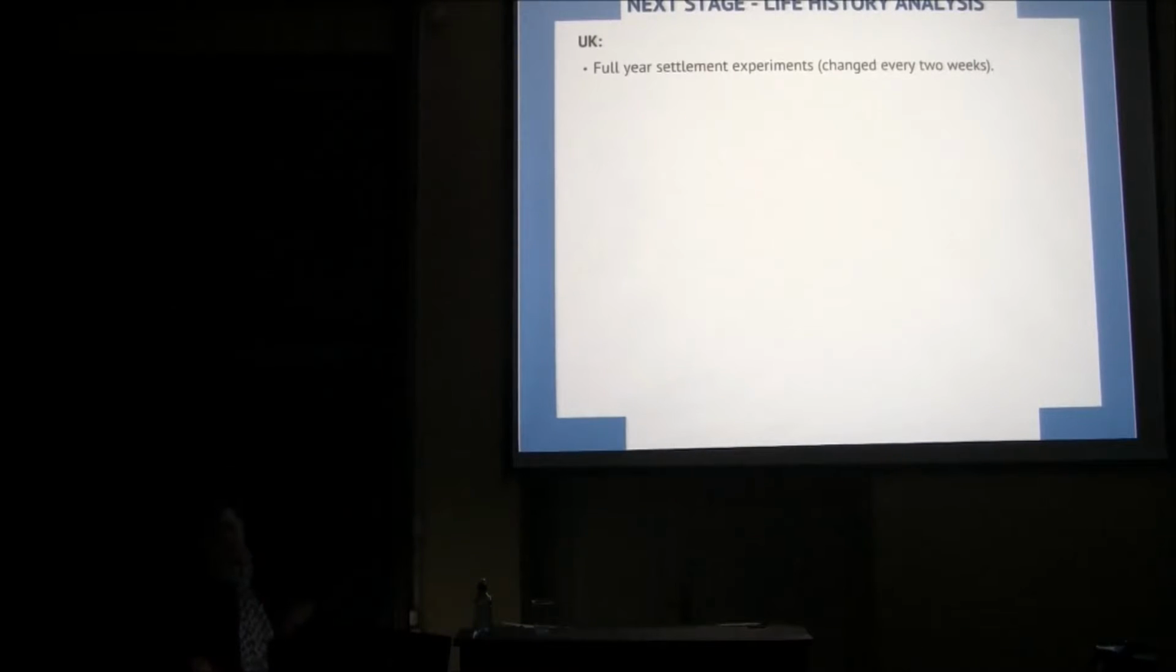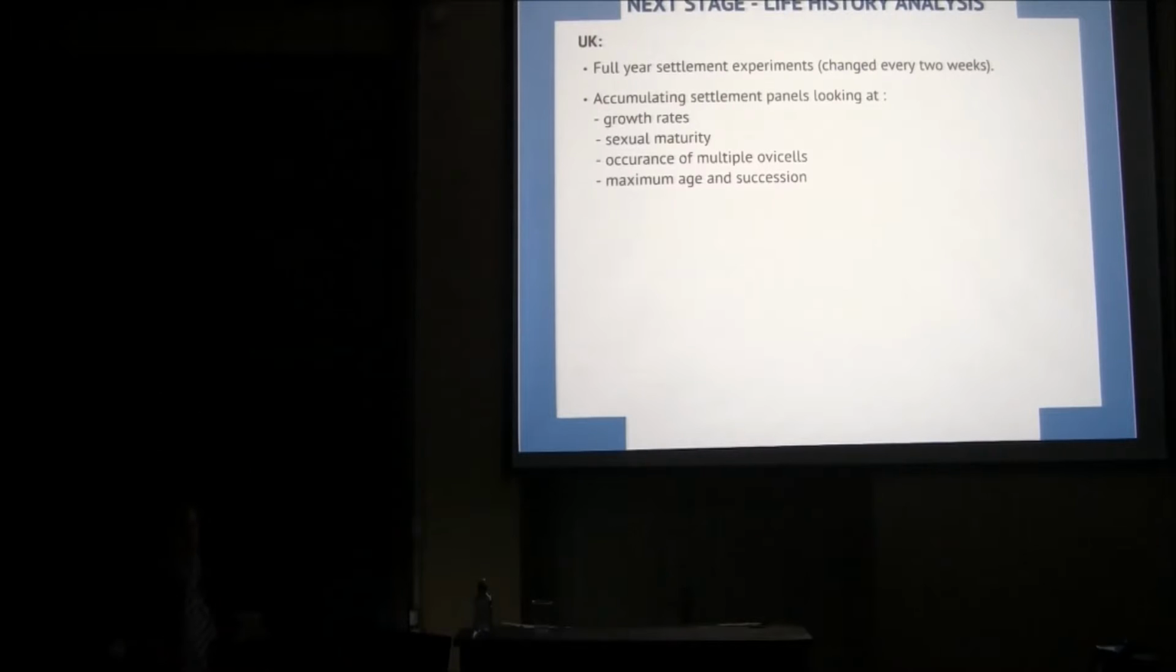So within the UK we are now doing full year settlement experiments. There are panels put into the marinas in the harbours, and this bryozoan likes to come and settle on these panels. And we change them every 2 weeks to see how the settlement changes through the seasons, and this is for a full year. We also have accumulating settlement panels, where we are looking at the growth rates of the species, when it reaches sexual maturity, when the occurrence of multiple ovicells starts to occur, and the maximum age and succession of the different colonies.